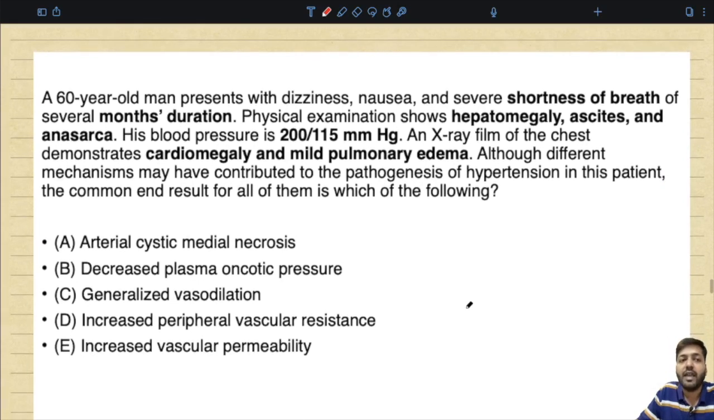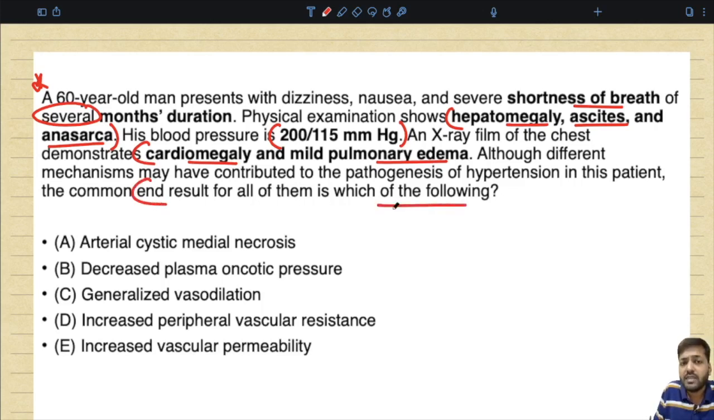Now the next important MCQ over here is that a 60-year-old man presents with dizziness, nausea, and severe shortness of breath of several months duration. So it is not an acute condition. Okay, it is a chronic condition. The physical examination shows hepatomegaly, ascites and anasarca. So there is a generalized edema that is taking place. The blood pressure is around 200/115 millimeters mercury. An X-ray film of the chest demonstrates cardiomegaly and mild pulmonary edema. Although different mechanisms may have contributed to the pathogenesis of hypertension in this patient, the common end result for all of them is which of the following?